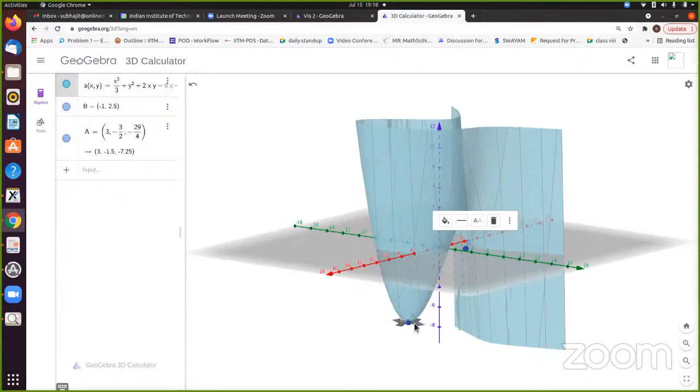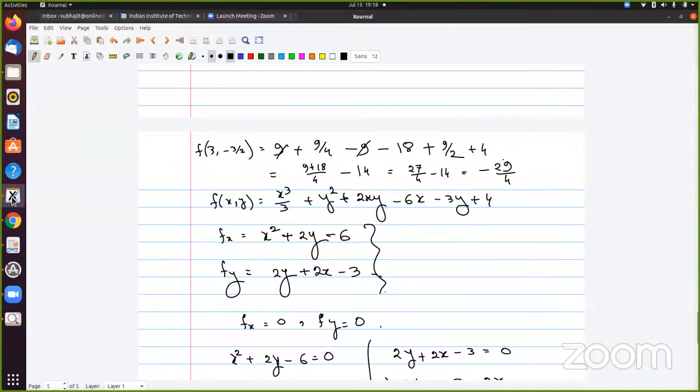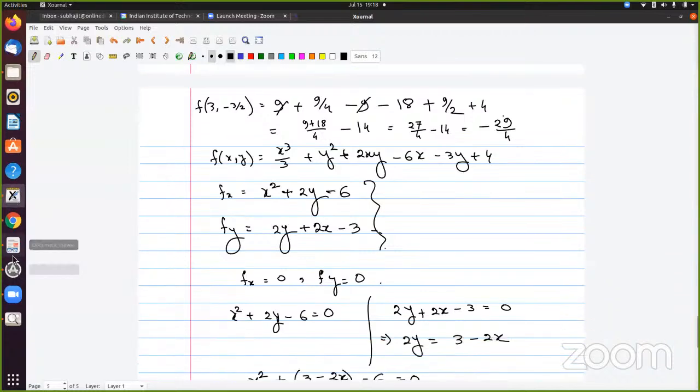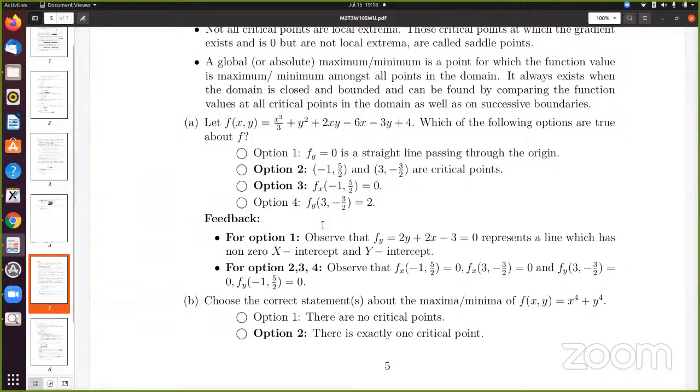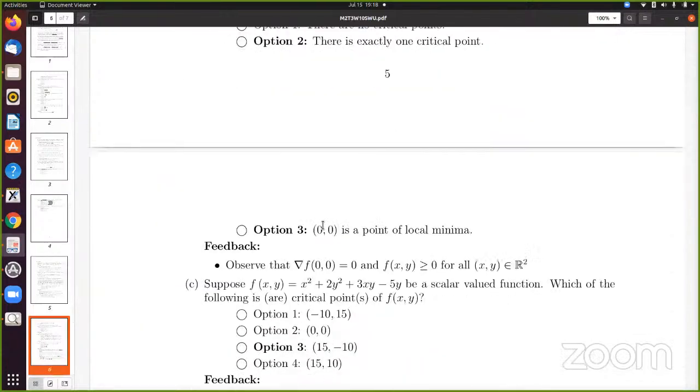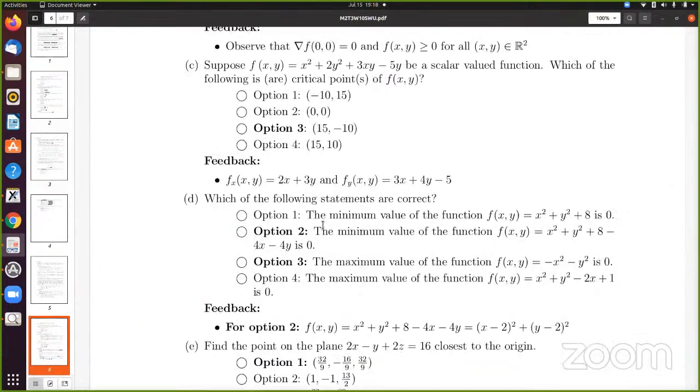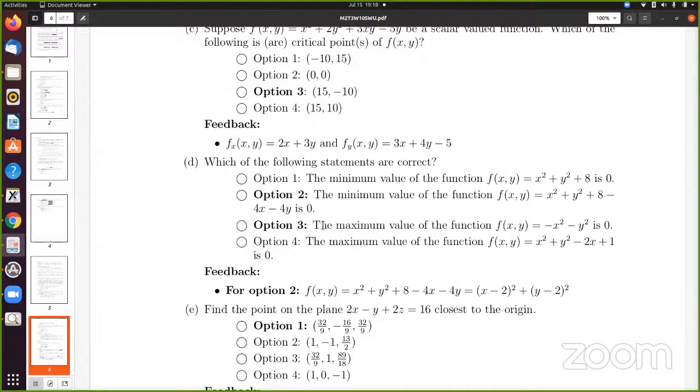And now if you draw a tangent plane at this point, that will be parallel to the xy plane. That is clear, right? Okay, great. And another type of problem which is important, I think, is this last problem here.